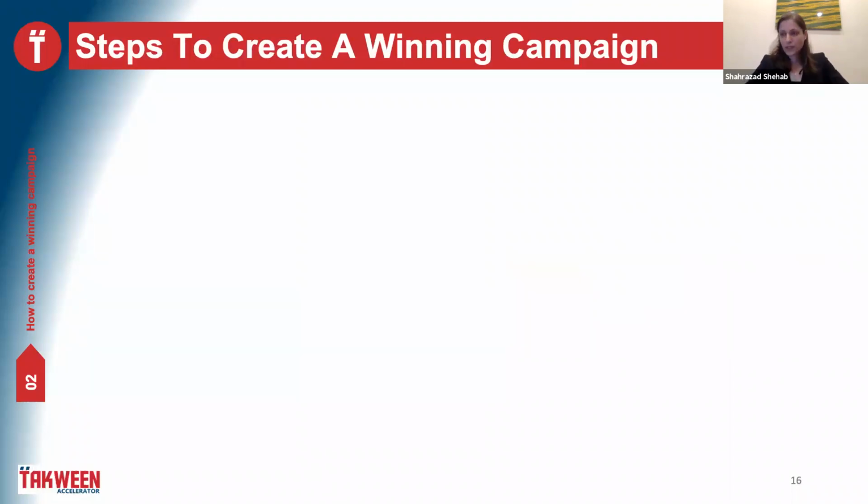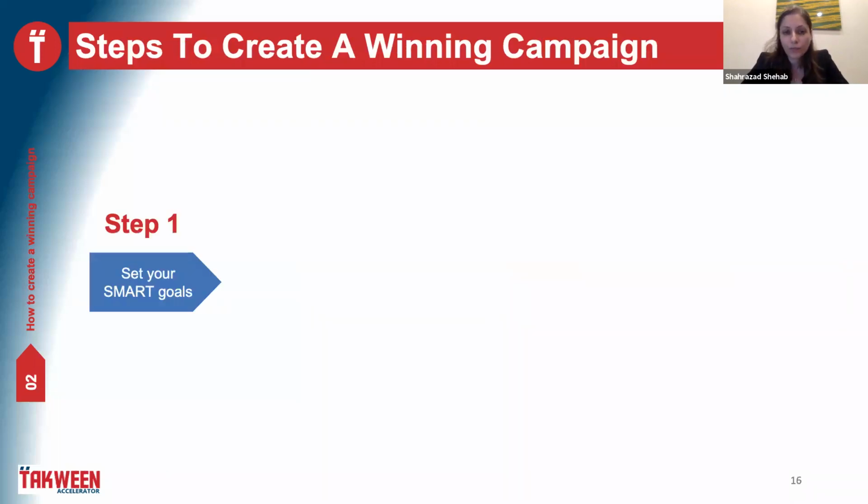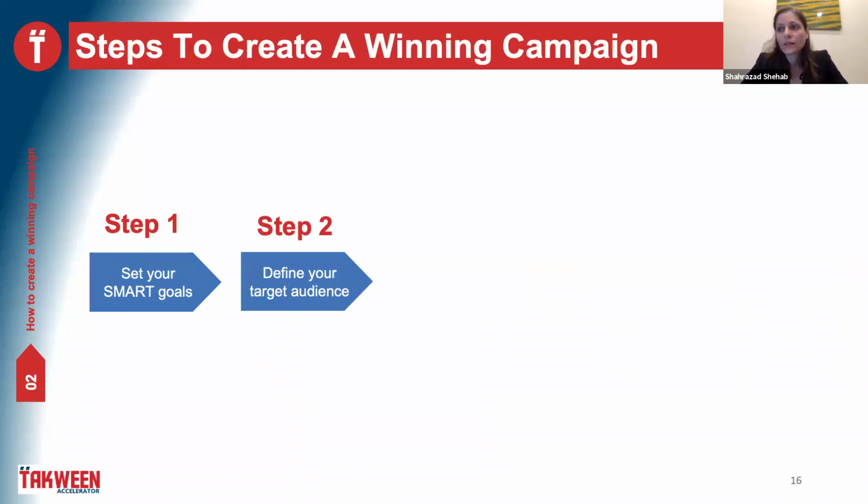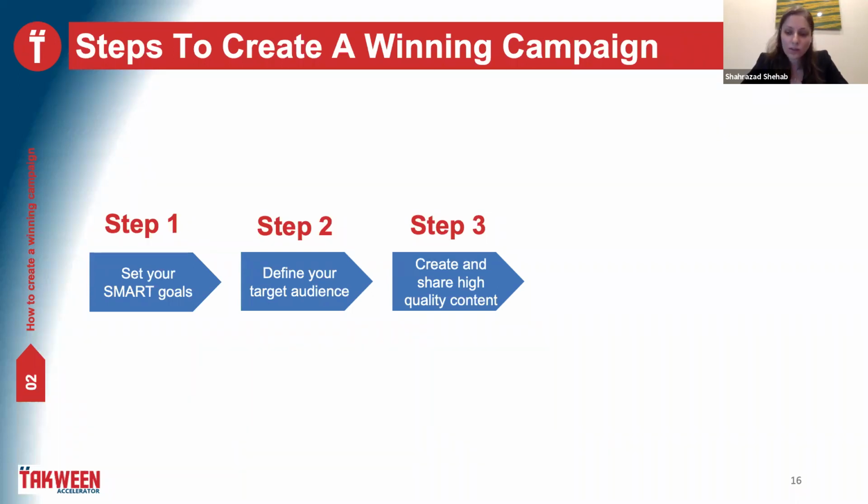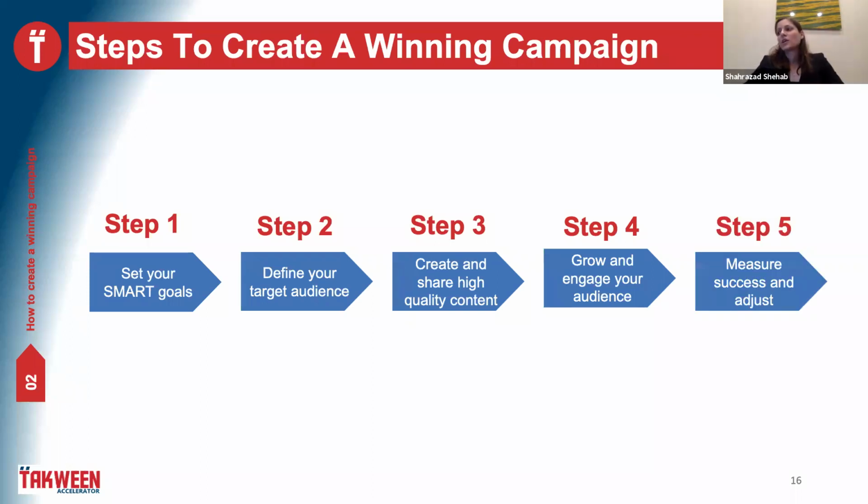To wrap up, the steps to create a winning strategy or campaign on Instagram. First, you need to set your SMART goals. Then you need to define your target audience. Then create and share high quality content. Grow and engage your audience. And finally, measure success, and adjust.